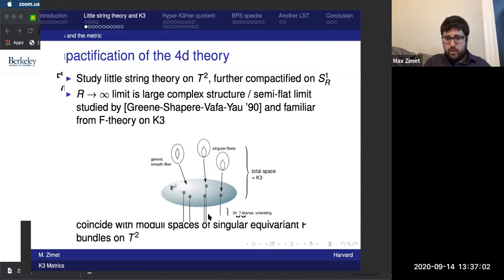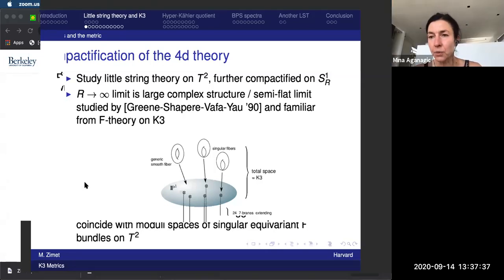In that limit, we know what the geometry looks like. It's just the metric on the base of the F theory compactification, and then you have the flat metric on the torus fibers. So this is called the semi-flat limit, or sometimes the large complex structure limit. This metric is Ricci-flat, but it's singular at the 24 singular fibers. So the object of this construction is then to produce a corrected metric, which is exponentially close to this metric away from the singular fibers, but which gets large corrections near the singular fibers.